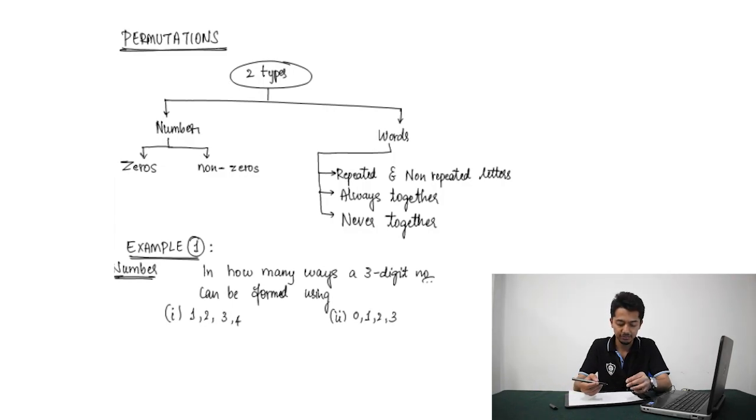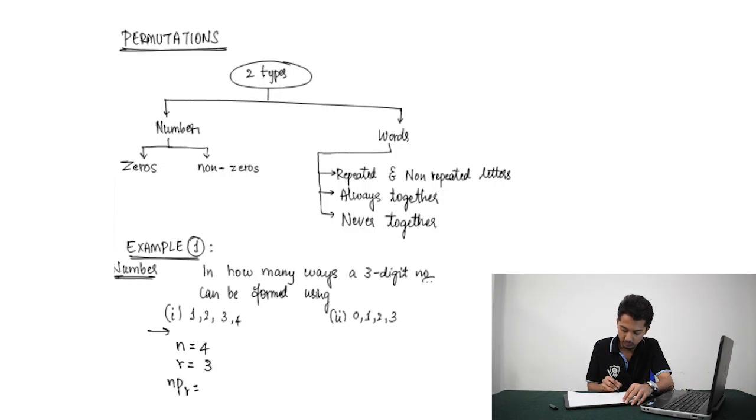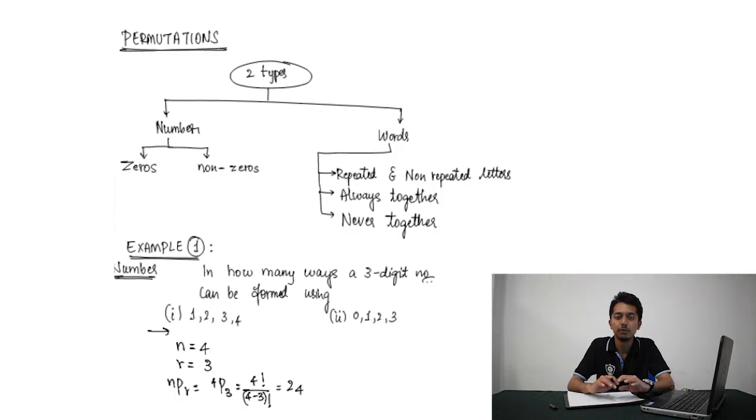For number kind of problems, in how many ways can a three-digit number be formed using 1, 2, 3, 4? There are totally 4 numbers, so n is equal to 4, r is equal to 3. Hence, nPr is equal to 4P3, that is equal to 4 factorial divided by (4 minus 3) factorial, that is equal to 24. Therefore, 1, 2, 3 and 4 can be arranged in 24 different ways.